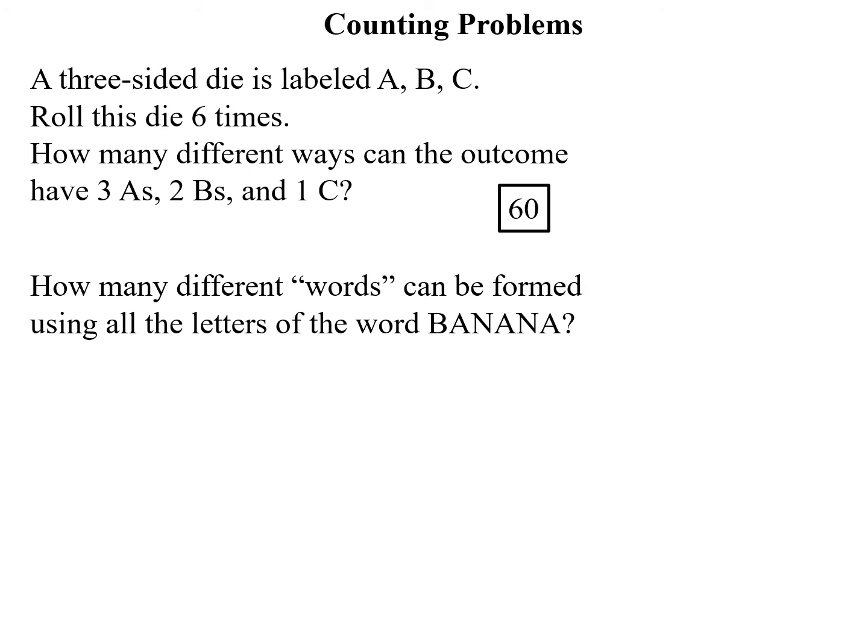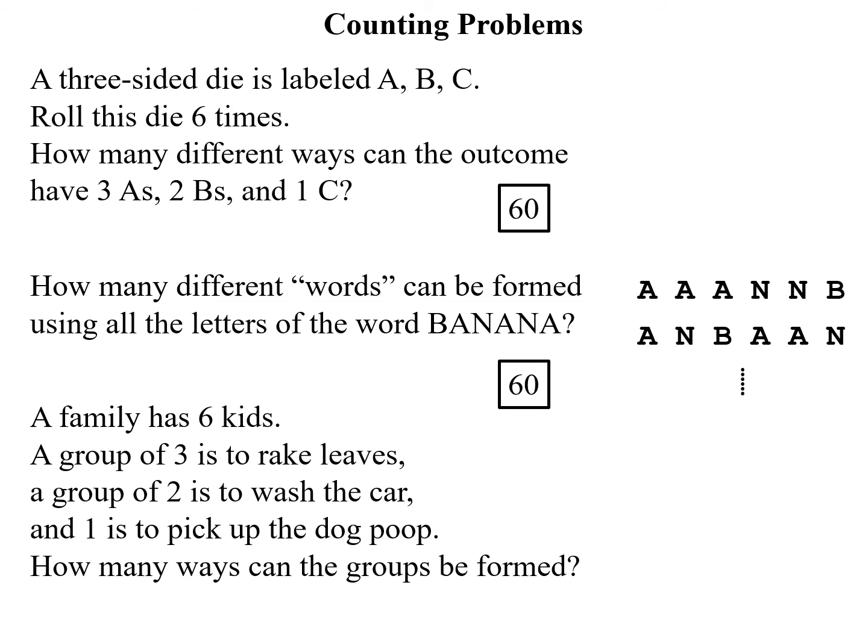How many different words can be formed using all the letters of the word banana? Let's list them out. A, N, N, B, A, N, B, A, N, etc. We can see that this is pretty much the same as the three-sided die problem. You will get the same answer, 60.